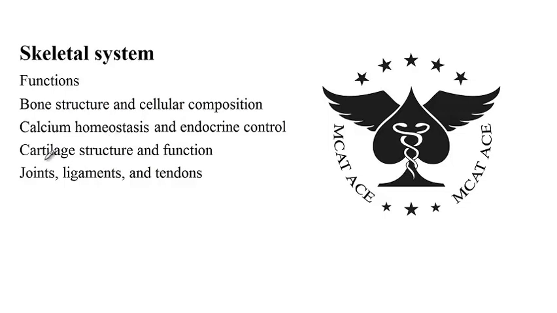And then we will go over the cartilage structures and their function, and finally conclude the discussion by going over the structure of different joints, ligaments, and tendons. So with that review in mind, let's go ahead and start discussing functions of the skeletal system.